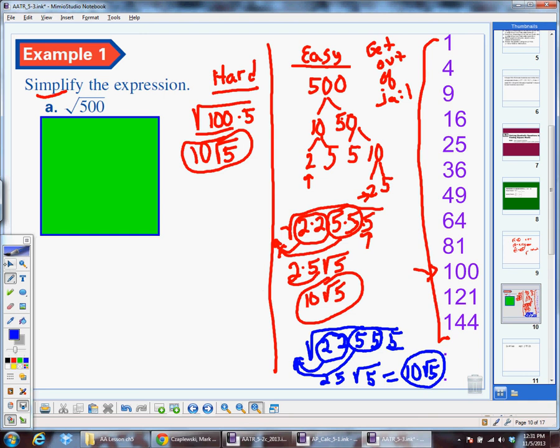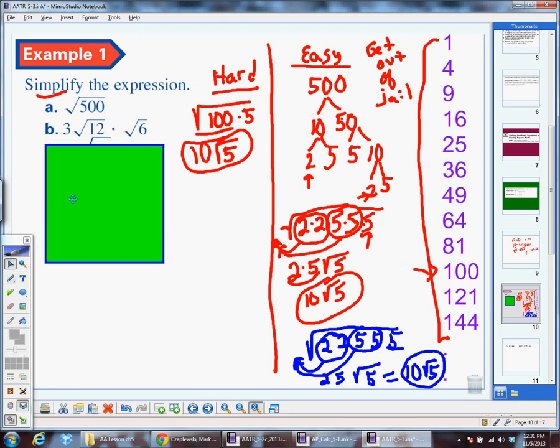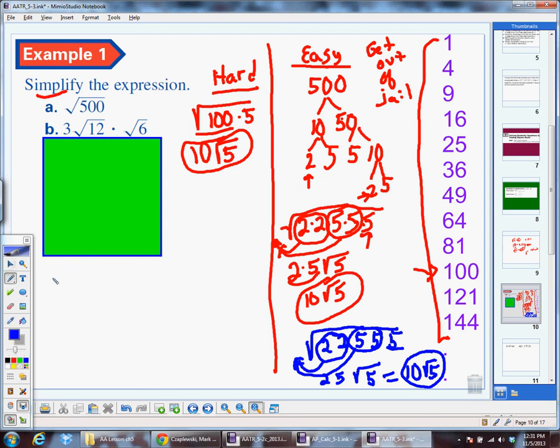I'll give you another example or idea. Now this one has 2 different square roots. So I'm going to kind of do this one over here. 3 square root of 12, break it down. 12 becomes 4 times 3. 4 becomes 2 and 2. In jail, I have a 2, a 2, a 3. 2, 2, 3. That's 12.